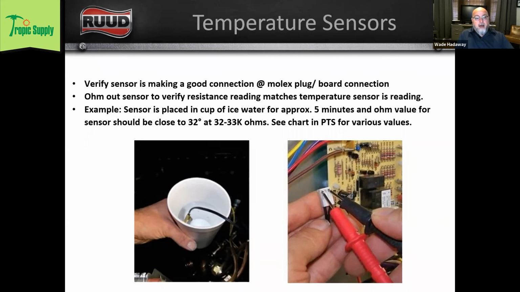It's 10,000 ohm at 77 degree, negative coefficient. So if you want to ohm out or verify the resistance, take your sensor and you can either drop it in a cup of ice water for about 5 minutes. It's going to be 32 degrees, and then check resistance. At 32 degrees, you should be between 32 and 33,000 ohms. You don't have to disconnect it and drop it in water. If you want, just take your thermocouple, your temperature sensor, and attach it to that thermistor to see what the temperature of it is, then you can check.